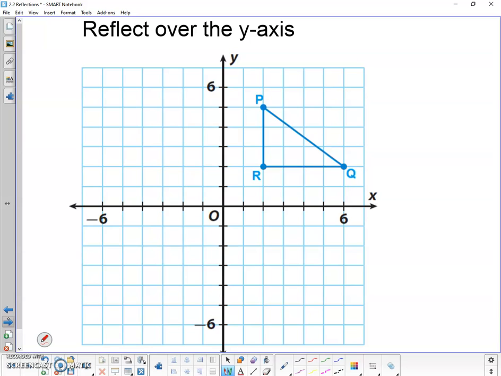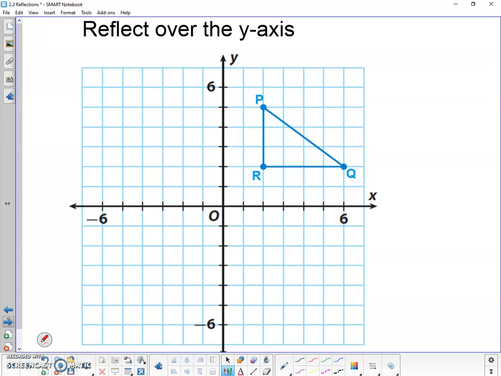We're going to just focus on the X and Y axis, and then we'll also do a couple of y equals x and y equals negative x lines. If I'm going to reflect over the Y axis, first of all, which one's the Y axis? The one that goes up and down. Which means I'm flipping my shape across, left to right in this case.